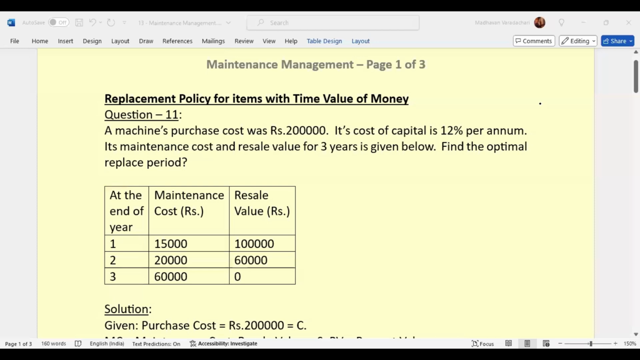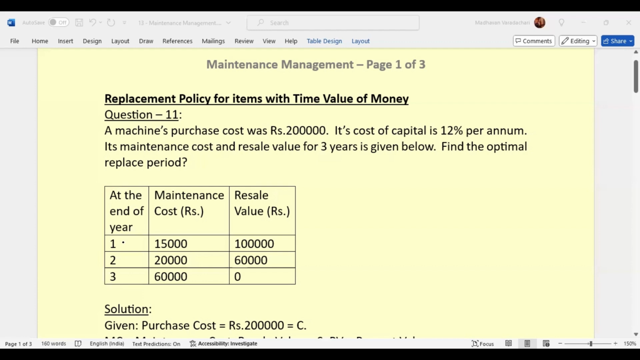Hello everyone. In continuation to our topic maintenance management, this is question number 11, which is related to replacement policy, means finding out the optimal replacement period when the time value of money is being considered. The question 11 is, a machine's purchase cost was rupees 2 lakhs. Its cost of capital is 12% per annum. Its maintenance cost and resale value for 3 years is given below. Find the optimal replacement period.